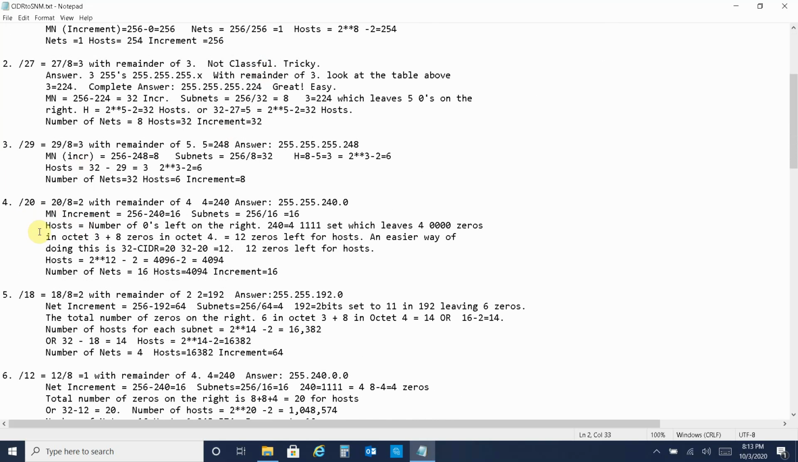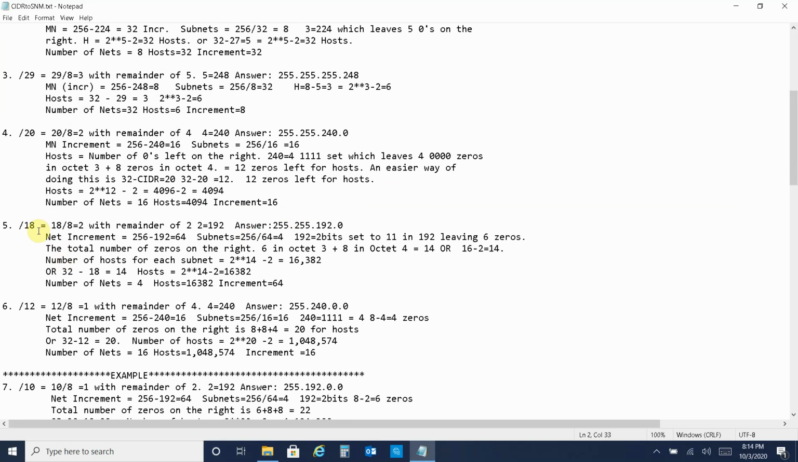Again, /20. 20 divided by 8 is 2. It's 16 with a remainder of 4. 4 is 240. Easy to remember. You're going to have 2 255s, 1, 2, and 240 there. Remember, whatever this is is how many 255s you're going to have starting from the left to the right. The remainder is going to be the last number. So these are all classless, right? And 0 is whatever's left over.